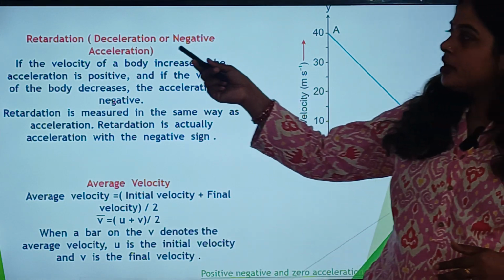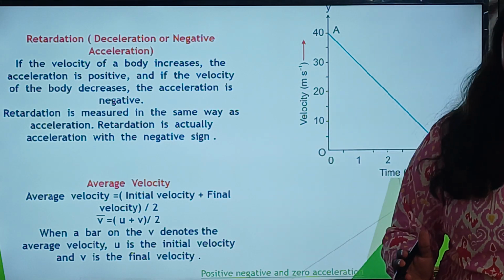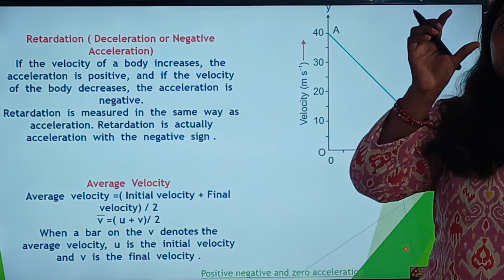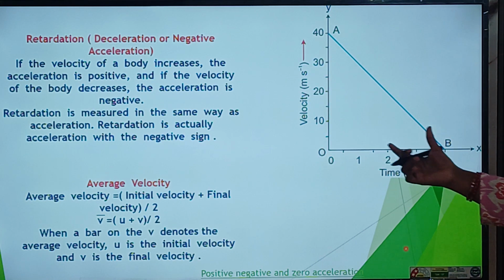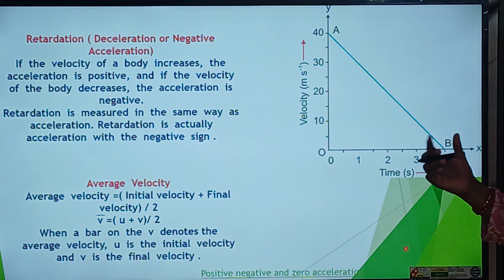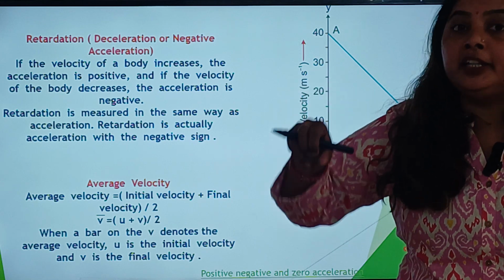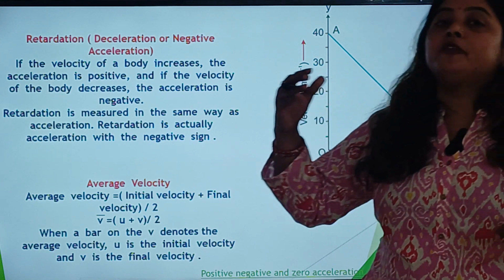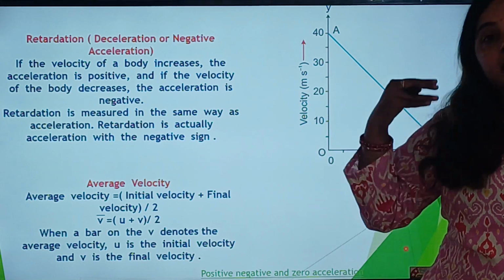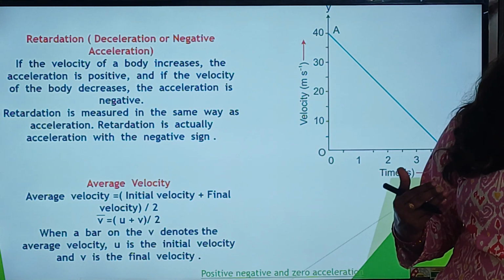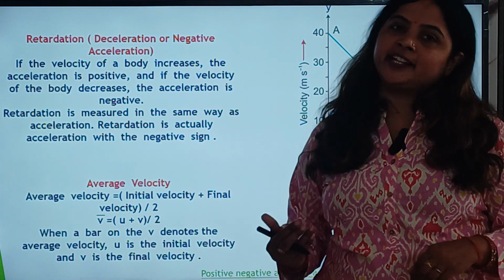So I hope, children, this term retardation is clear. What is retardation? Retardation is negative acceleration. Negative means when the velocity of the body decreases with respect to time, that is known as retardation. Suppose we are moving with a certain velocity and we apply the brake. After applying the brake, the velocity will decrease with respect to time. And this decrease in velocity with respect to time is known as retardation, deceleration, or negative acceleration.